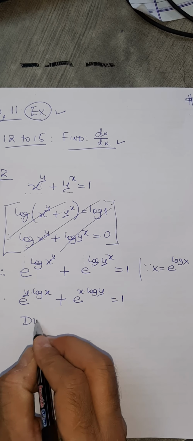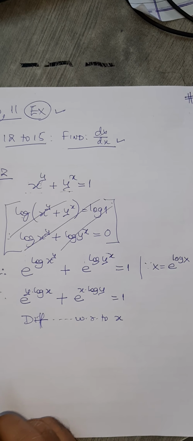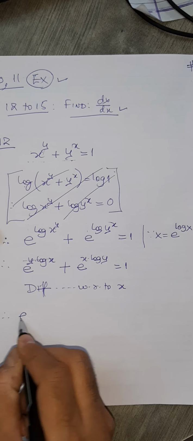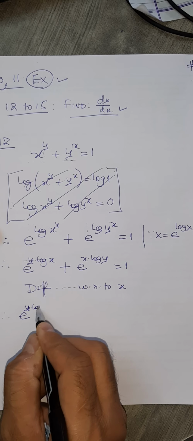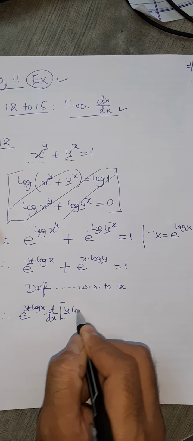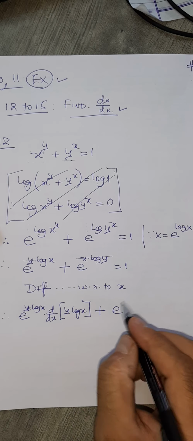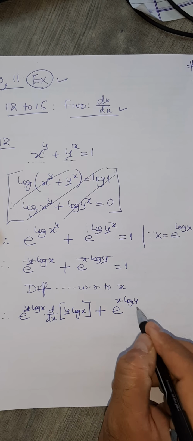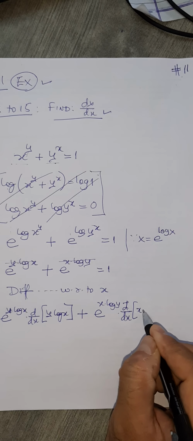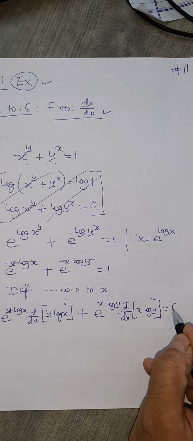So differentiating with respect to x. What is the derivative of e raised to x? e raised to x into d by dx of y into log x, chain rule, plus differentiation of e raised to x into d by dx of x into log y, and differentiation of any constant, you know it is 0.